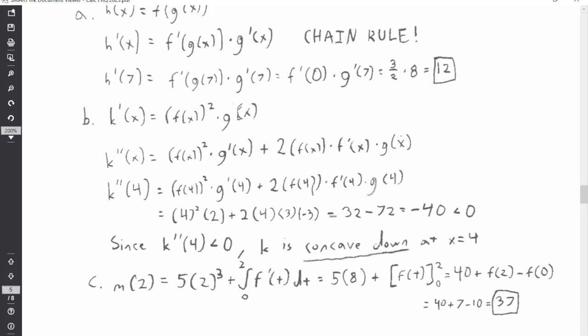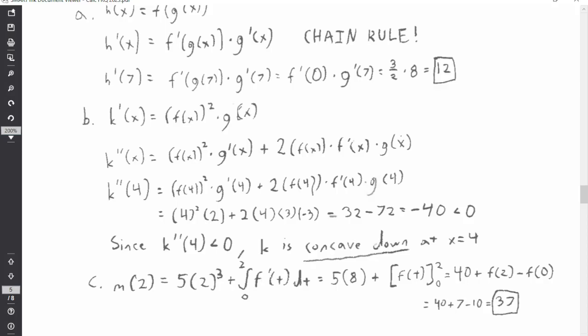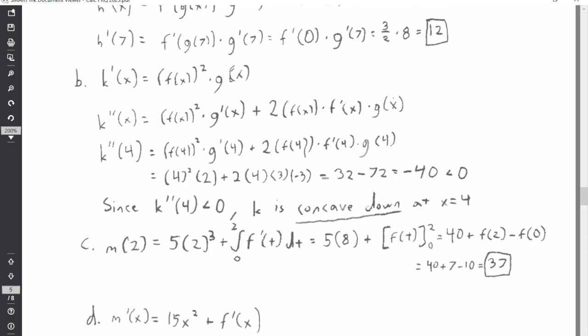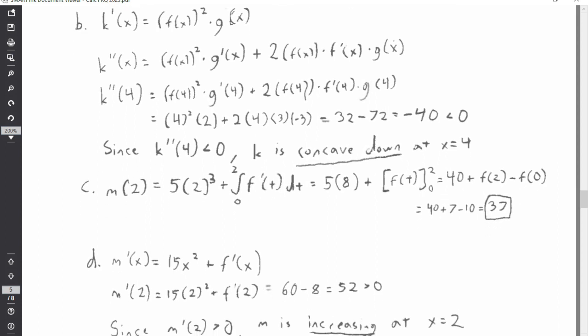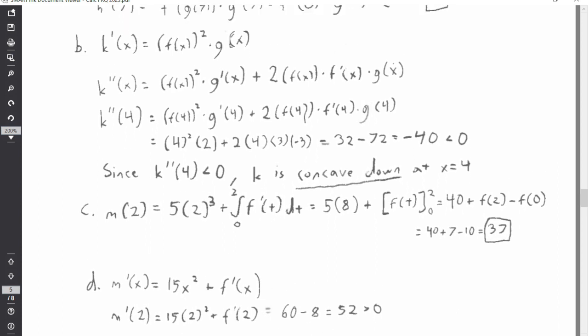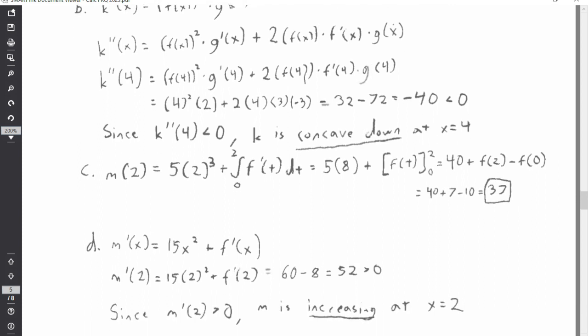And then finally, in part D, it wants m prime, because we want to know whether we're increasing or decreasing. Well, the derivative of this function, the derivative of 5x cubed is 15x squared. And then the derivative of the integral should just be f prime, which gives us, plug in 2, 15 times 2 squared plus f prime of 2, and that is positive. And if the derivative is positive, that means that the function is increasing at x equals 2.